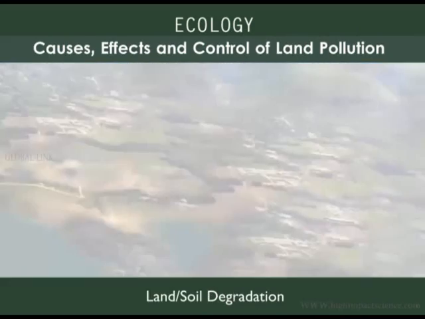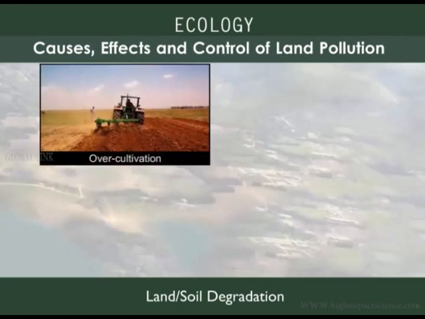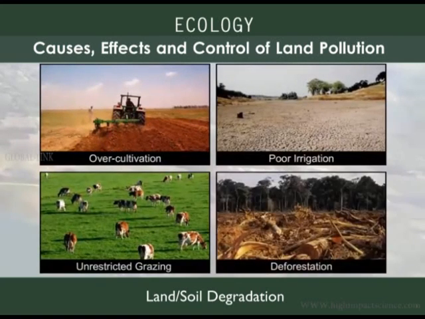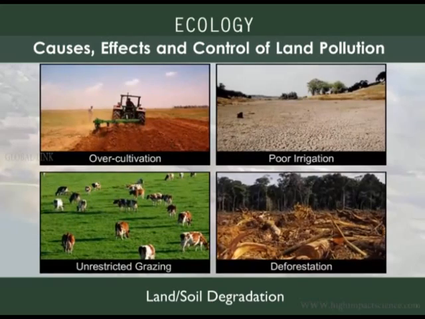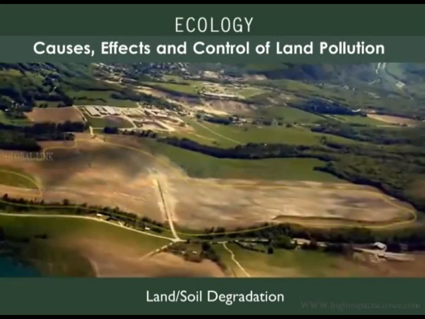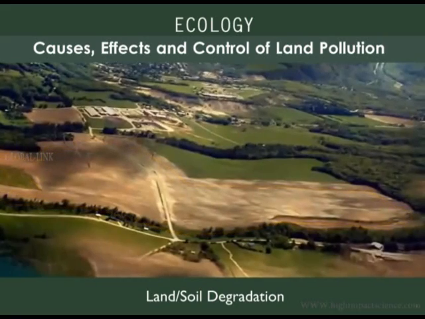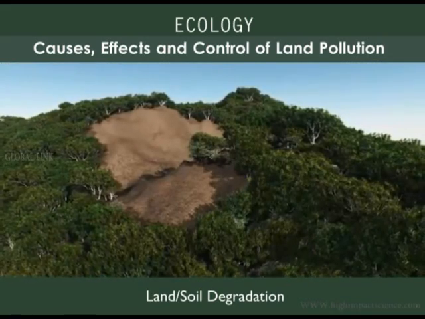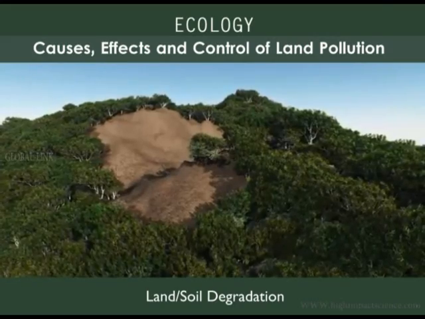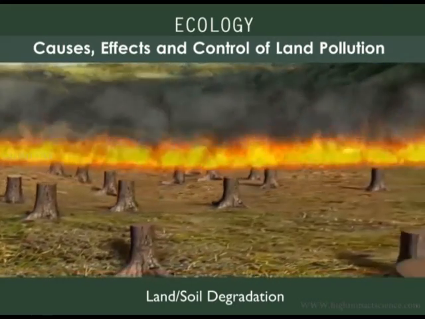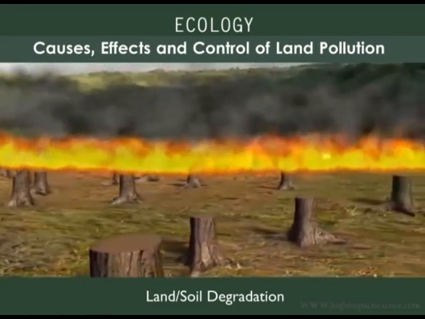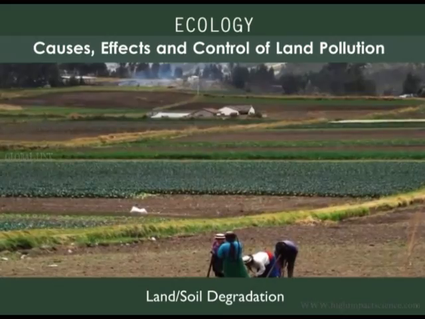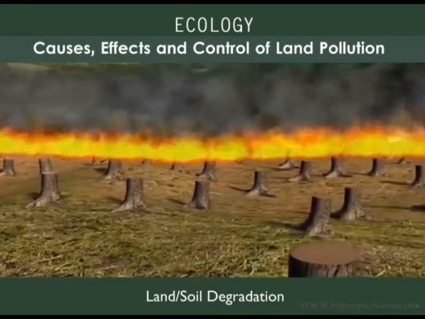Human activities such as overcultivation, poor irrigation, unrestricted grazing, and deforestation result in land degradation, eventually leading to desertification. Clearing forests for agriculture and settlement are also to blame. In many places, farmers cut down trees, burn the remains, and cultivate crops on the ash-rich soil. Once they are done, they move to another part of the forest.